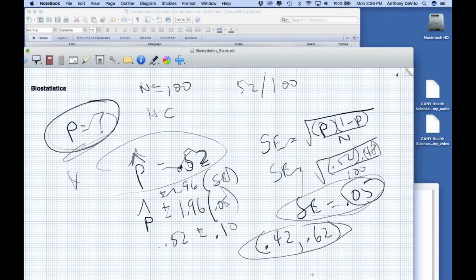Okay, so can I say that Hillary Clinton has more than 50% of the vote? No, I can't, because my confidence interval includes values that are less than 50. I'm 95% sure it's between these two numbers. I'm not even 100% sure of that, but that's where I would expect it to be.